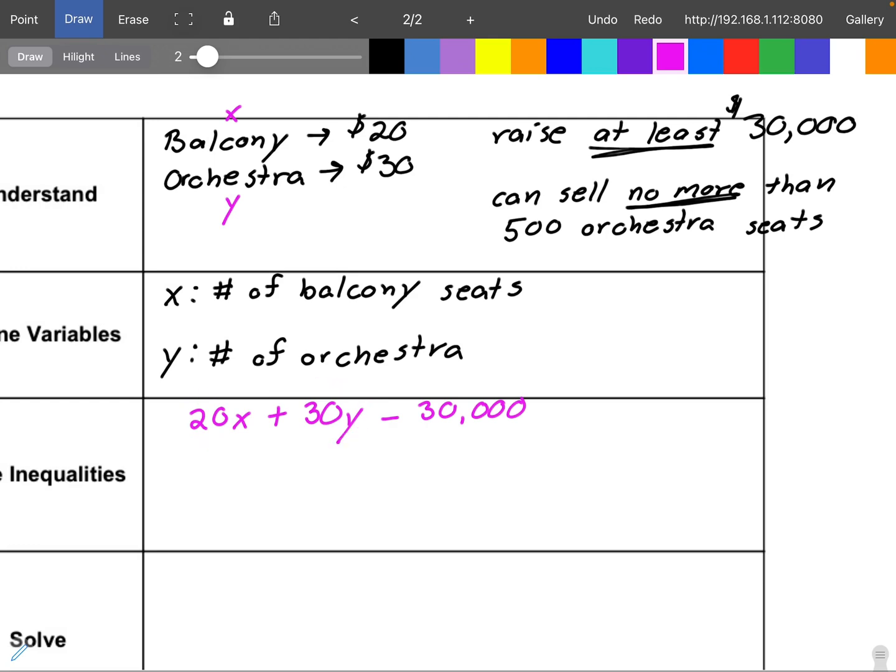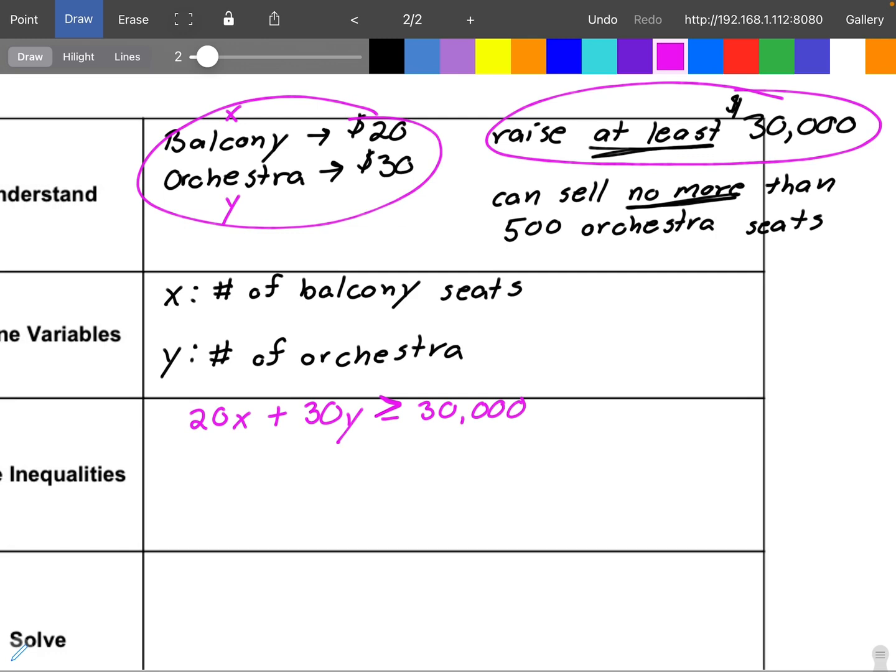So we know that we want that to be more than or equal to 30,000. So we want that symbol to be that way. 30,000 is the smallest amount we want to raise, so we need to make sure that the small end of our symbol is towards the 30,000. So there's our first inequality. Now, we have used this information and we have used this information. The only information we haven't used yet is this.